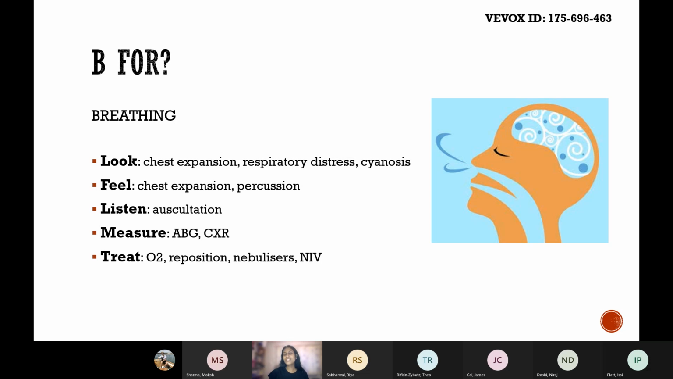I'm aware of time. What does B stand for? Breathing. Fantastic. Thank you, Theo. So breathing. So thinking back to the look, feel, listen, measure, treat algorithm. Let's start off with look. So what sorts of things will you be looking for in breathing?